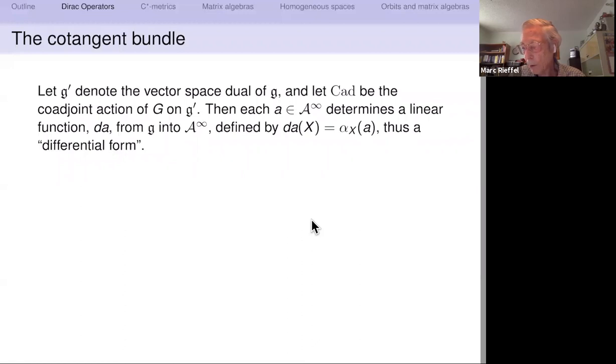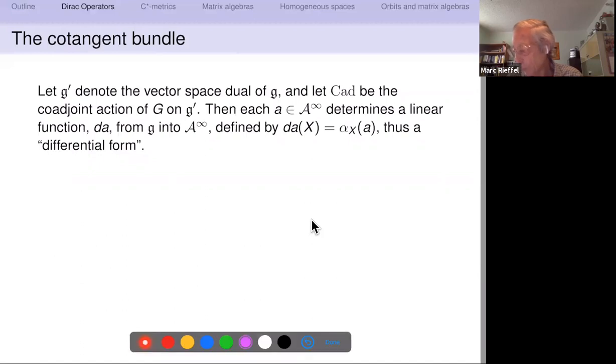And then we let frac G prime denote the vector space dual of G. And G has its adjoint action on the Lie algebra, and just the dual of that is the co-action that we have on the dual of the Lie algebra. And each element of A infinity determines a linear function, denoted dA, from the Lie algebra into the C infinity elements, and it's defined just, well, you see the formula there.